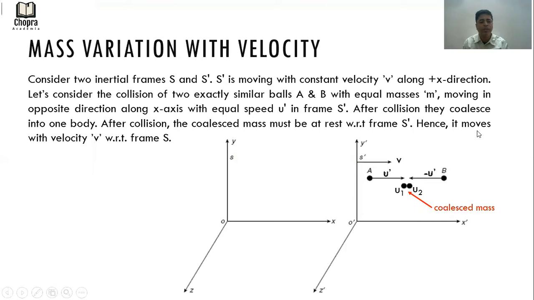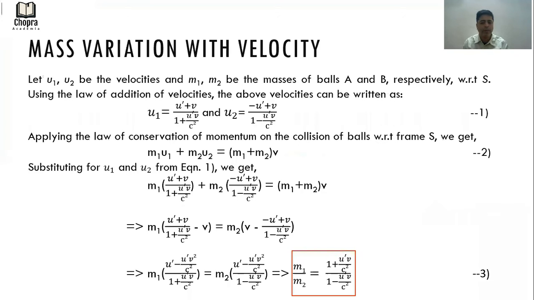Now let u1 and u2 be the velocities and masses m1 and m2 be the masses of balls A and B respectively with respect to an observer in frame S. Now using the law of addition of velocities, the above velocities u1 and u2 can be written as u dash plus v by 1 plus u dash v by c square. If you remember, we learned about the velocity addition theorem. So straight away we are importing those results here and we are writing the velocity measurements u1 and u2 with respect to the velocity measurements of an observer in S dash frame. So these are the velocities u dash and minus u dash.